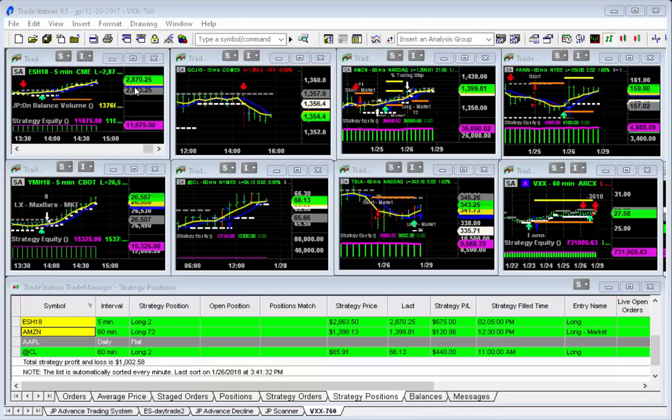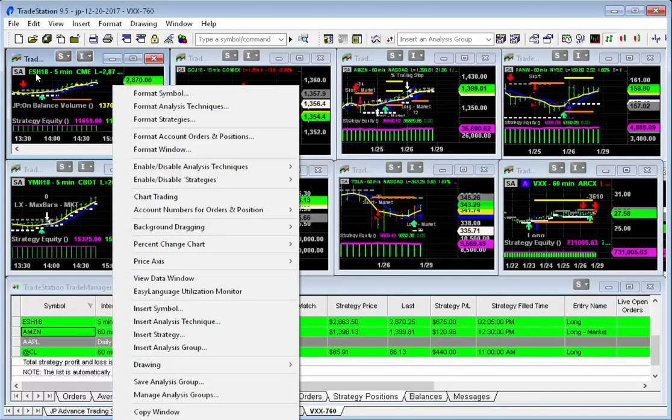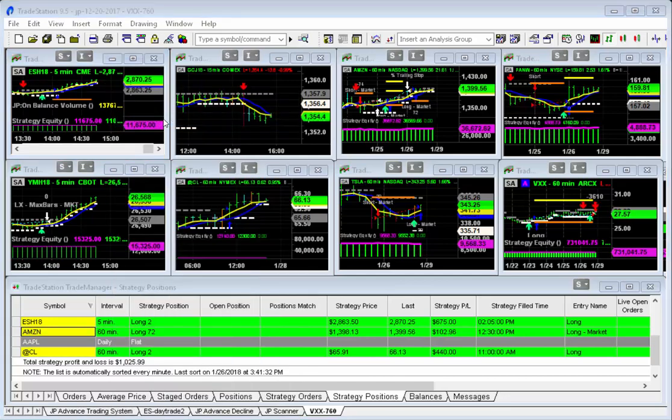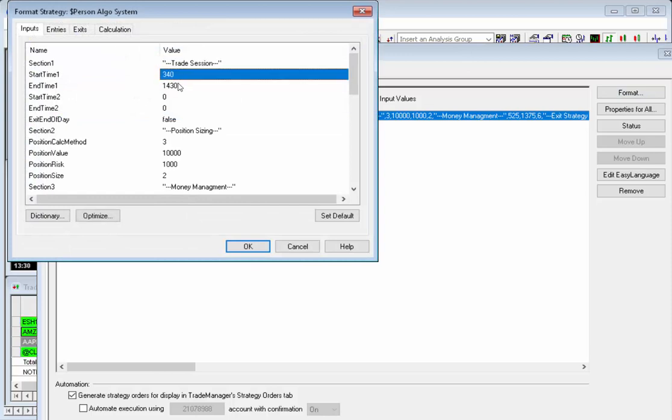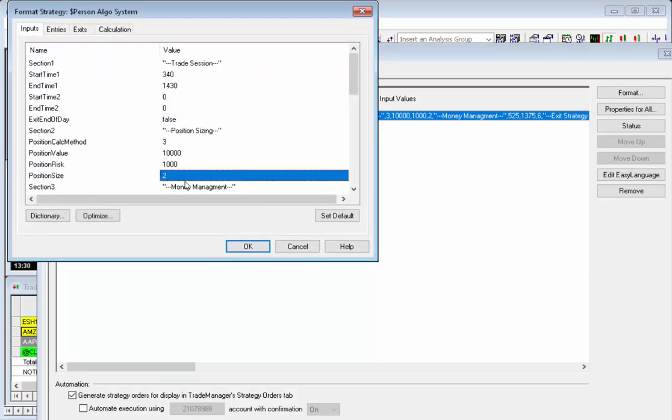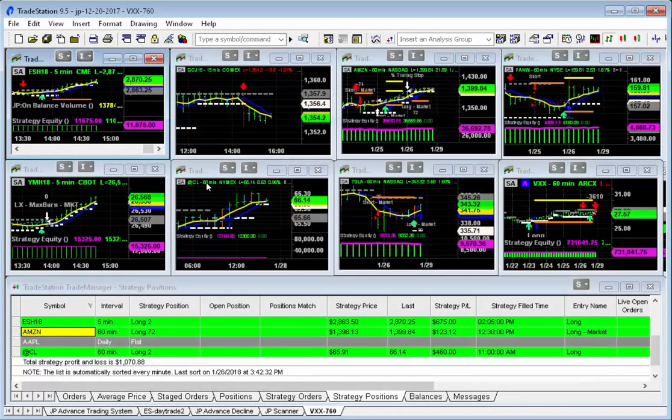All right, so that we're all on the same page, this is the S&Ps up here, and as you can see, it says 5-minute. Format strategies, you can see it's the Person Algo Optimizer. It is not the latest version, it's the older version. And you can see that we're trading from 3:40 to 2:30 in the afternoon and only taking 2 lots. Now there's a lot more behind the scenes, but I just wanted to make sure we're all on the same wavelength.